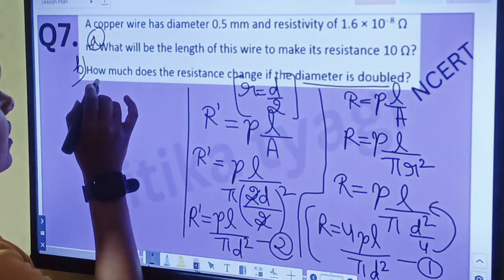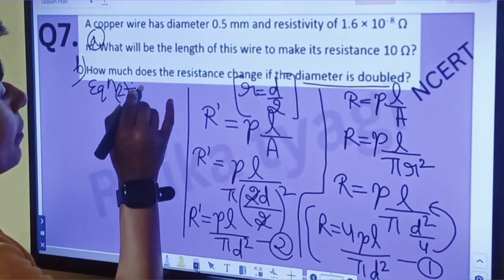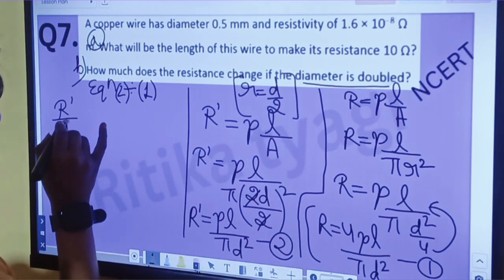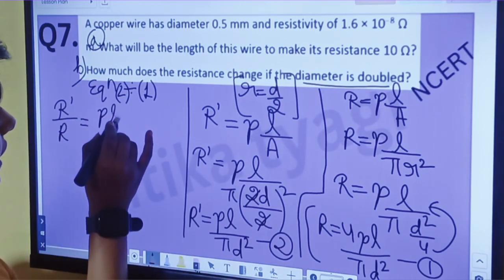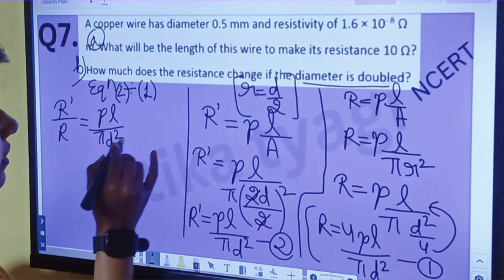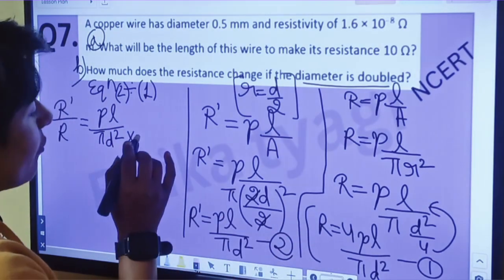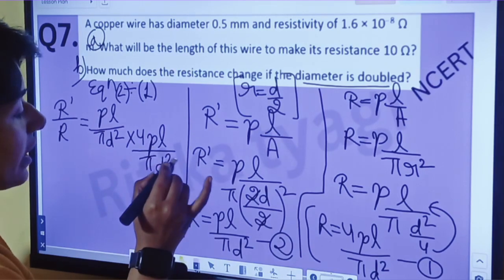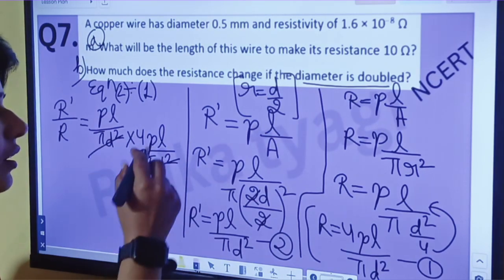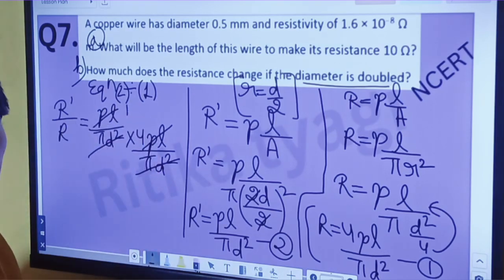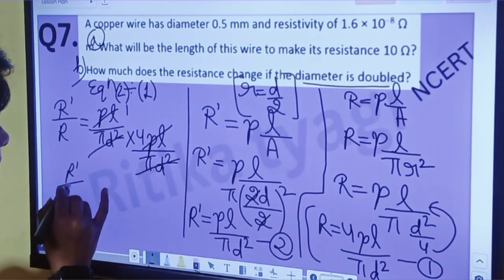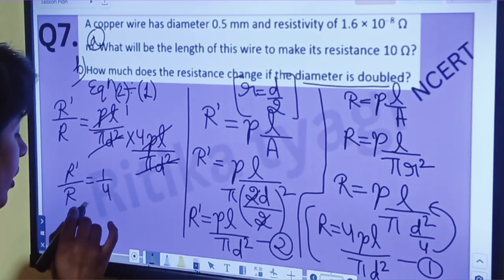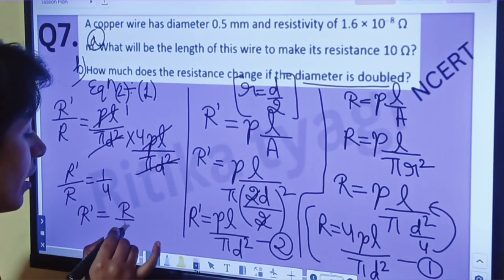Dividing equation second by first, we get R dash upon R, rho L by pi D square, dividing by the value of R, that is 4 rho L by pi D square. Here D square cancels D square, rho L cancels rho L, that is 1 by 4. Then R dash by R ratio is equal to 1 by 4, that is R dash is equal to R by 4.